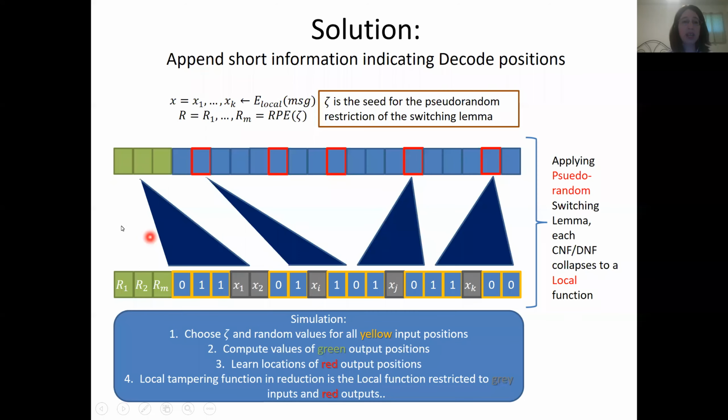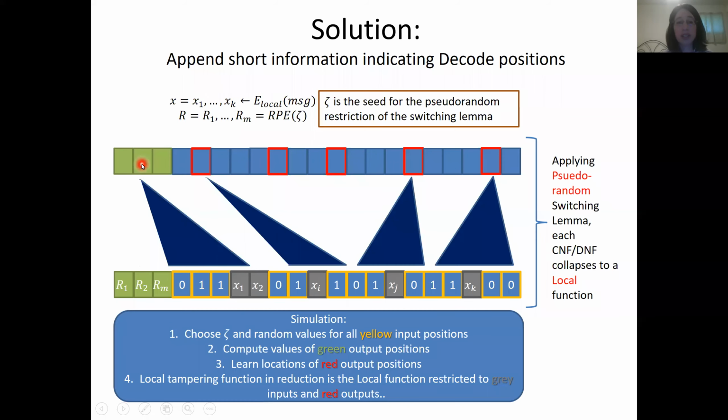So how will we simulate the effects of the tampering function using local tampering? So in the simulation, we're going to choose the seed zeta, and we're going to choose random values for the yellow positions. We're going to fully compute the values of the green output positions using the same trick as before. Because we have good output locality, we can afford to leak all of the input bits because there's only a small number of green positions.